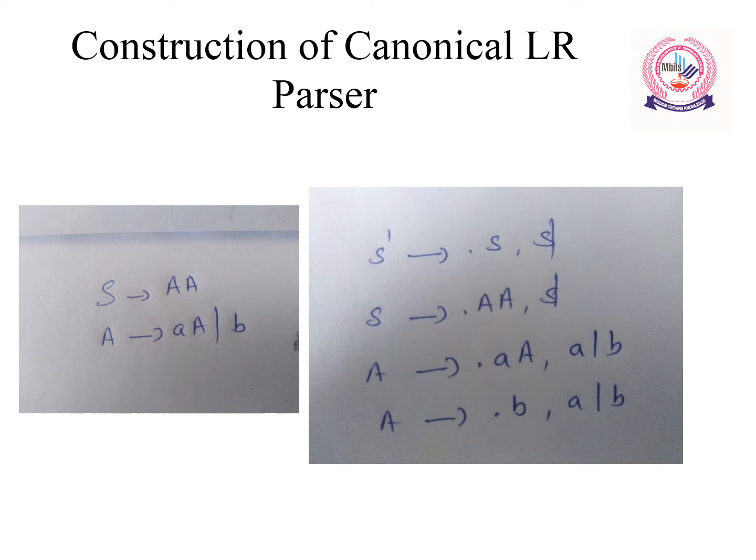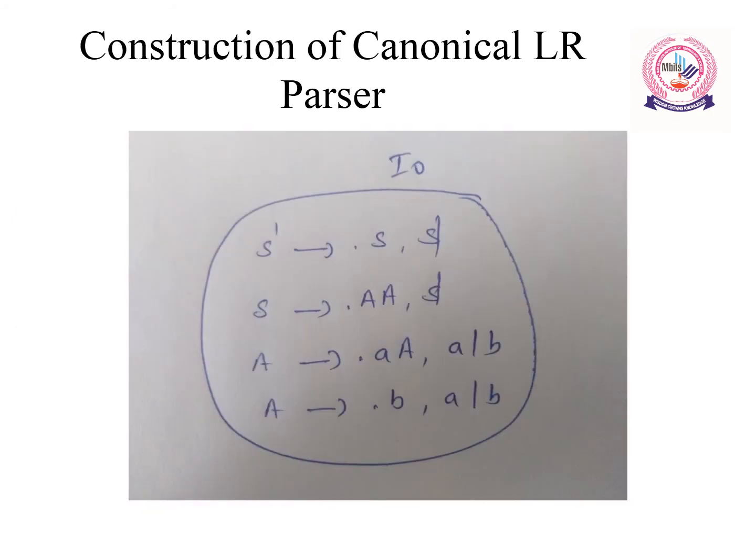Once again I will tell how this a and b comes. It is based upon the lookahead corresponding to this part. That means we need to identify the first of A which comes after the dot A. So first of A is a or b. Ultimately we are getting the state I0. I0 contains the following productions and the corresponding lookaheads.